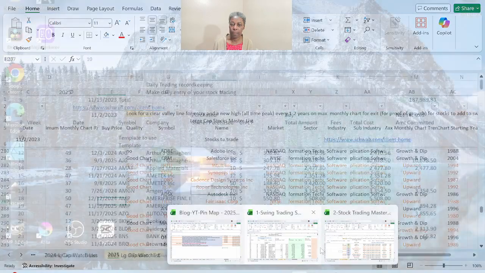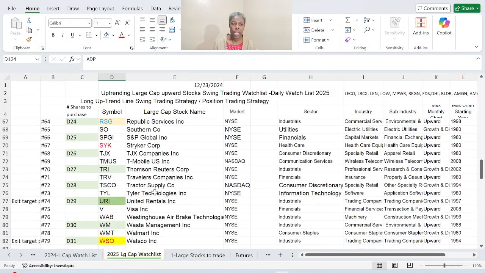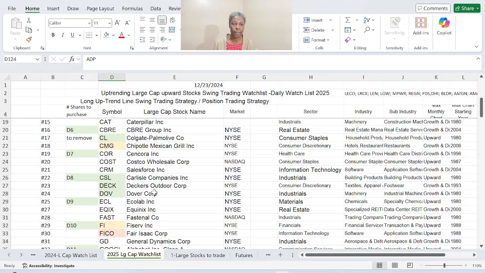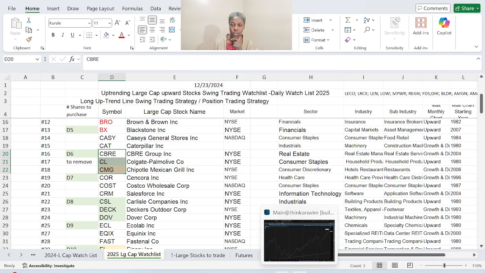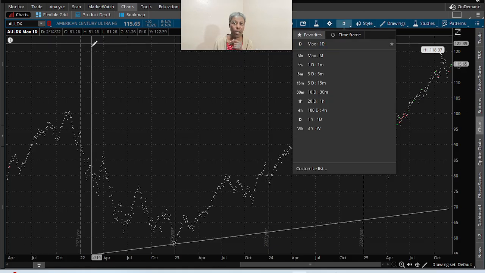So when we come to our watch list here, and today is December 6th, 2025, we are going to analyze those three stocks, and later we might come back and do those three that I did yesterday. CBRE is the first one. We are going to use maximum daily chart.